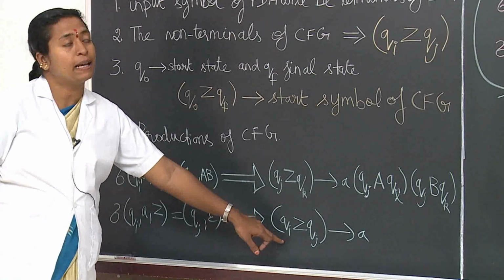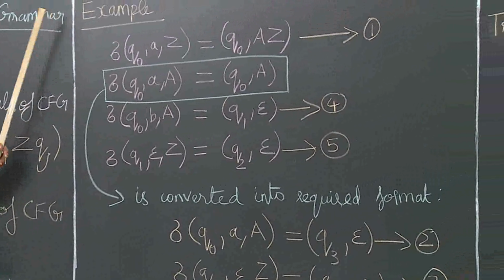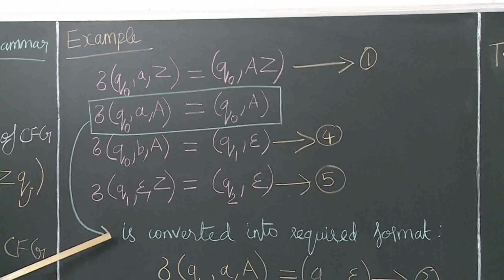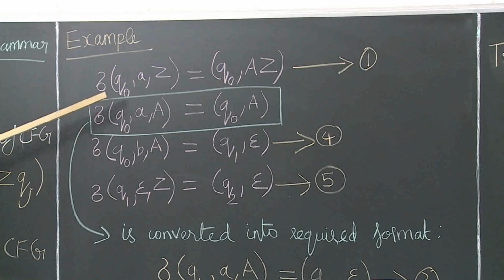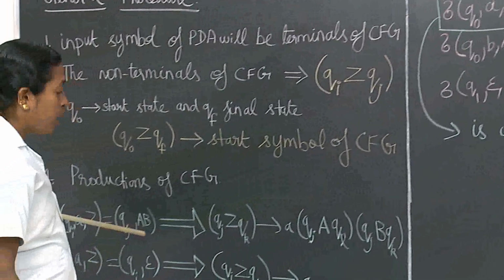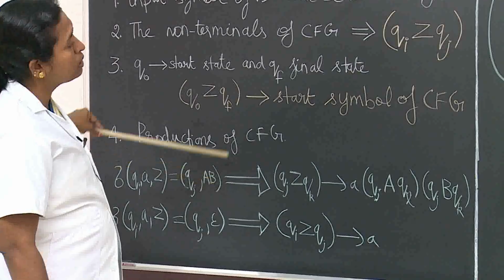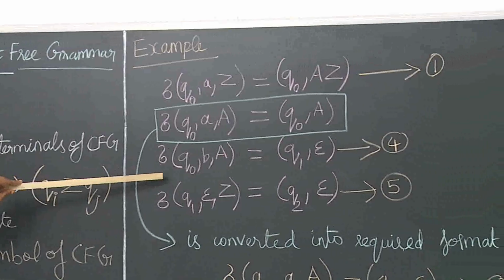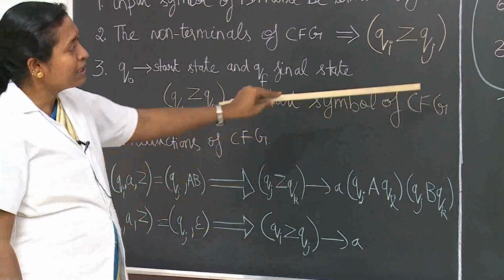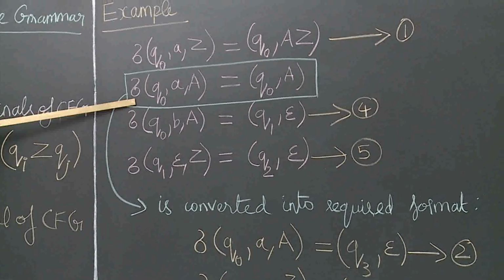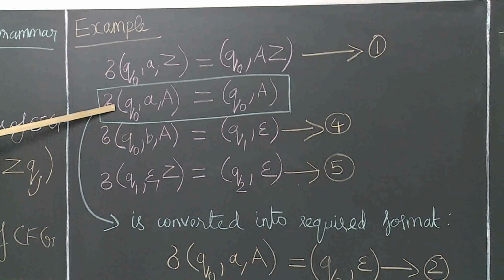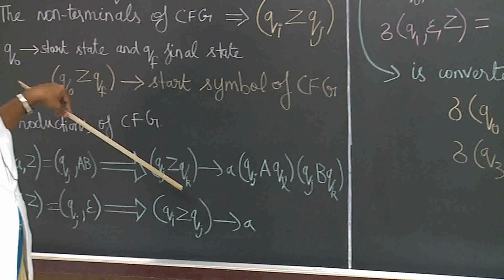Now we can see an example. These are the given transitions of a push-down automata. Here, the first transition will be in this format. It is already given in the format. If you consider the 4th and 5th, they will be in the format of the second one. In this case, the second transition will be in neither the first nor the second format, so we have to convert this into one of these formats or both.